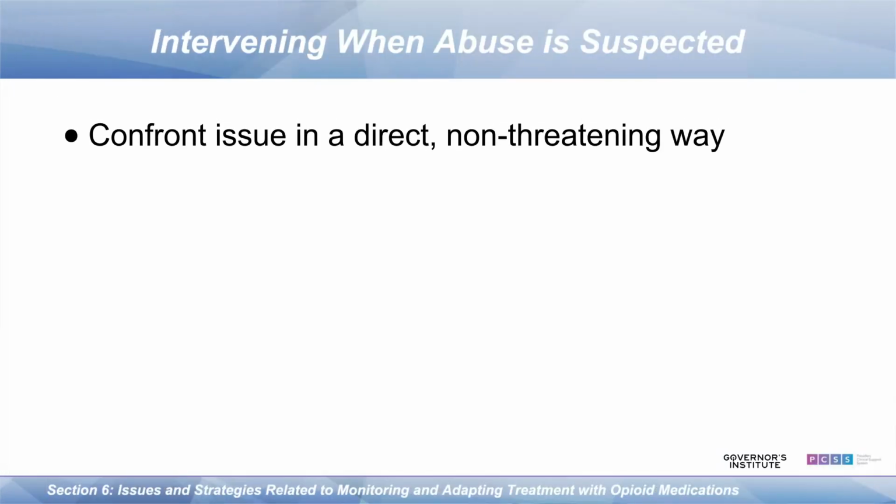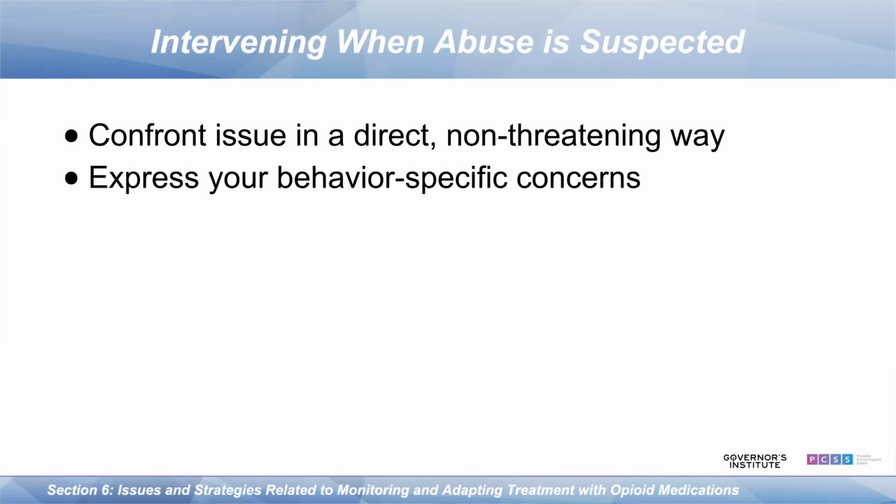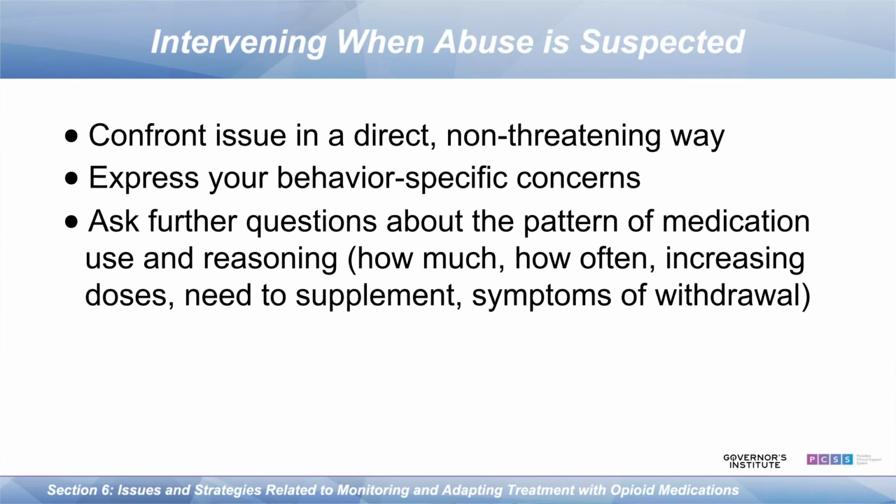If the clinician sees a pattern of medication use that is suspicious of a substance use disorder, moderate or severe, he or she should confront the issue in a direct, non-threatening way. The issues should be presented as concerns in a behaviorally specific, non-labeling way. It's generally best to start with curiosity about the patient's behavior, how he or she used the medication or medications, what they were trying to accomplish, what was good and not so good about using the medication in that way.